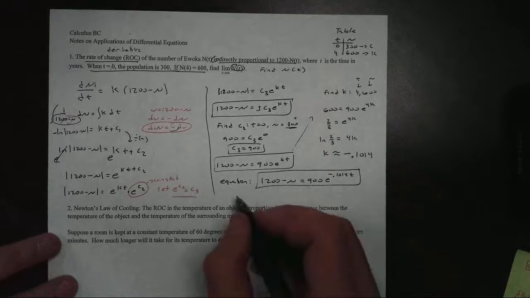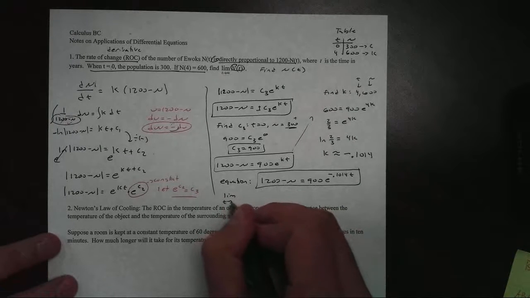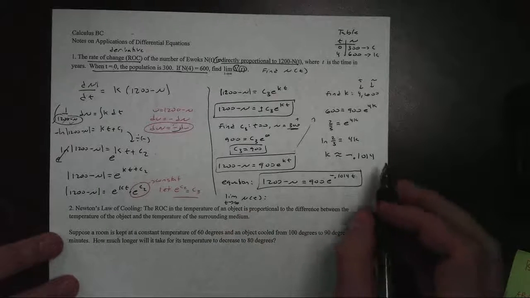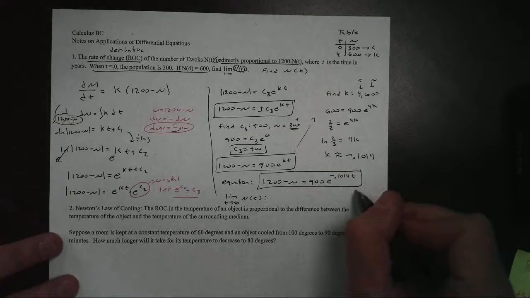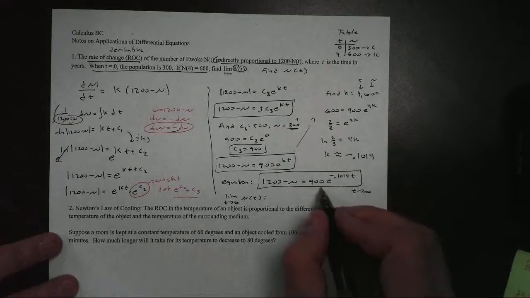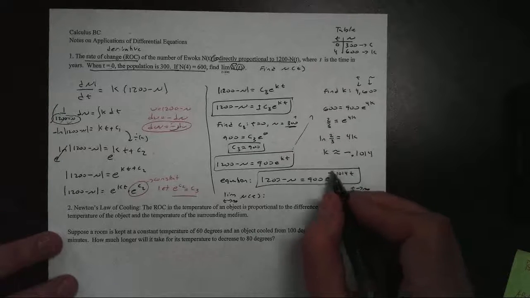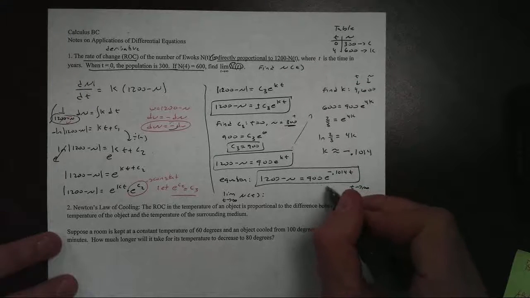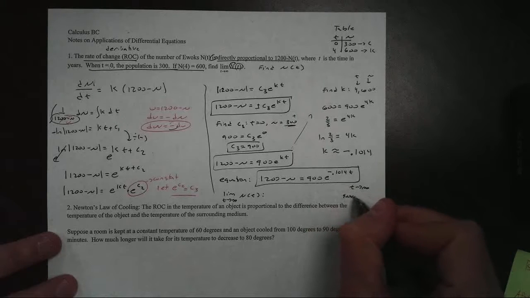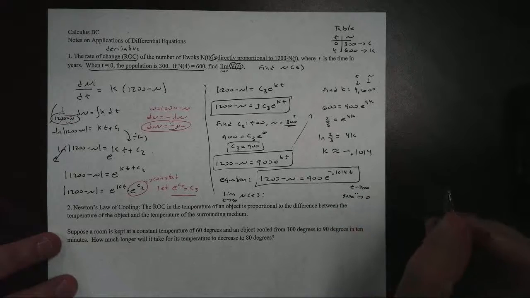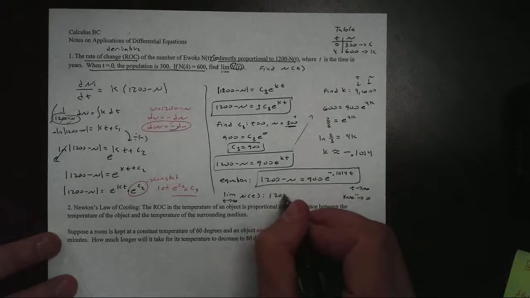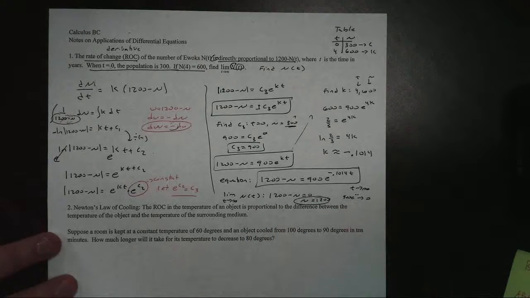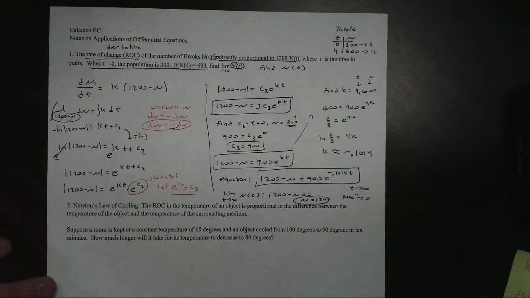Now the last thing they want me to do is take the limit as t goes to infinity of n of t. Well, to do that, let's think about this. If t goes to infinity, we're going to let t get really big. Then remember this is a really big negative number in a power, so the whole right side goes to 0. Then the 900 e to the whatever goes to 0. So what I'm left with is 1200 minus n equals 0, so n equals 1200. So at the end of time, there's only going to be 1200 Ewoks here.